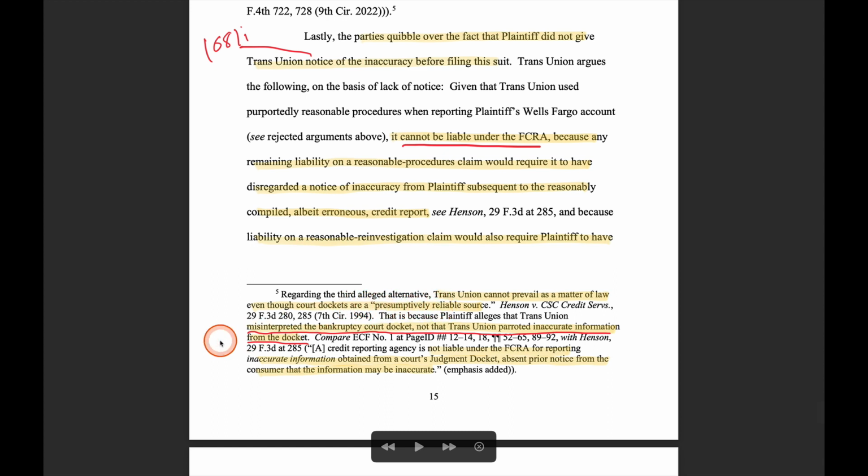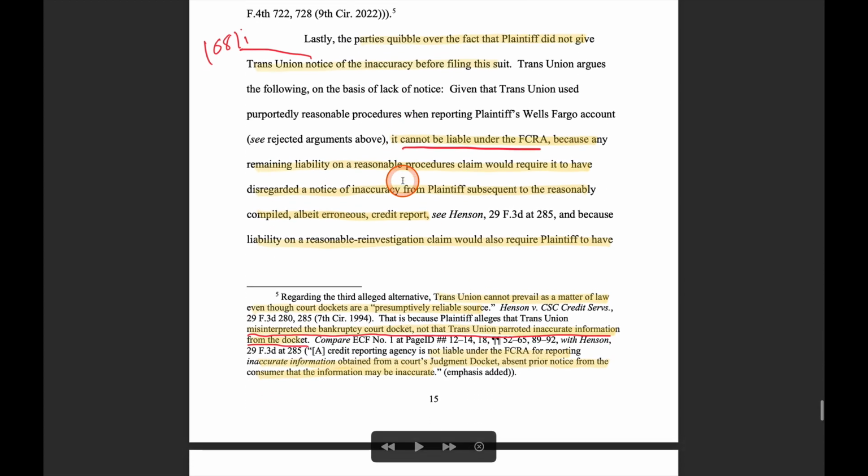So what this is talking about is TransUnion will say, well, hey, we can rely on the court documents. And the plaintiff and the court are saying, yeah, that's right. We're not saying that there was wrong information. We're saying you misinterpreted the docket. So a credit reporting agency is not liable under FCRA for reporting inaccurate information obtained from the document absent prior notice. But that also means you have to actually rely on it. So you have to properly read it and interpret it.